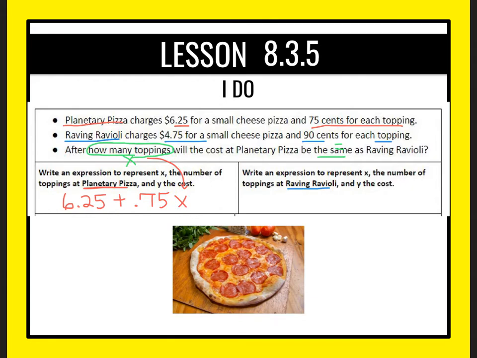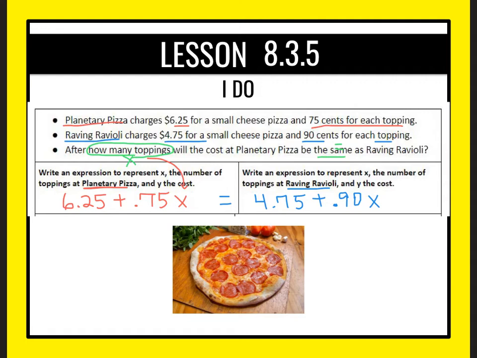All right, now let me go ahead and look at Raving Ravioli. So again, the cost for just a small cheese pizza without any toppings is $4.75. But if I want an additional topping, they're charging me 90 cents for every additional topping. So there's my two expressions for each of the locations. And I need to figure out, well, after so many toppings, the cost will be the same. It doesn't matter if I go to Planetary Pizza or Raving Ravioli.